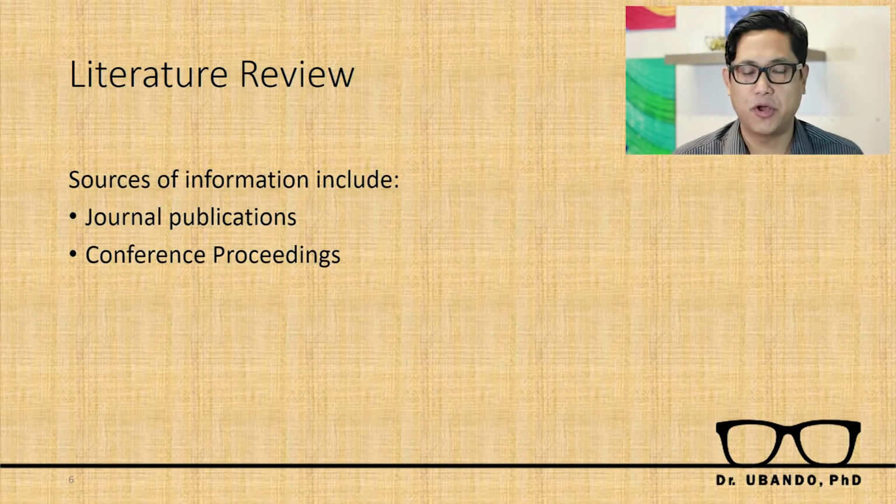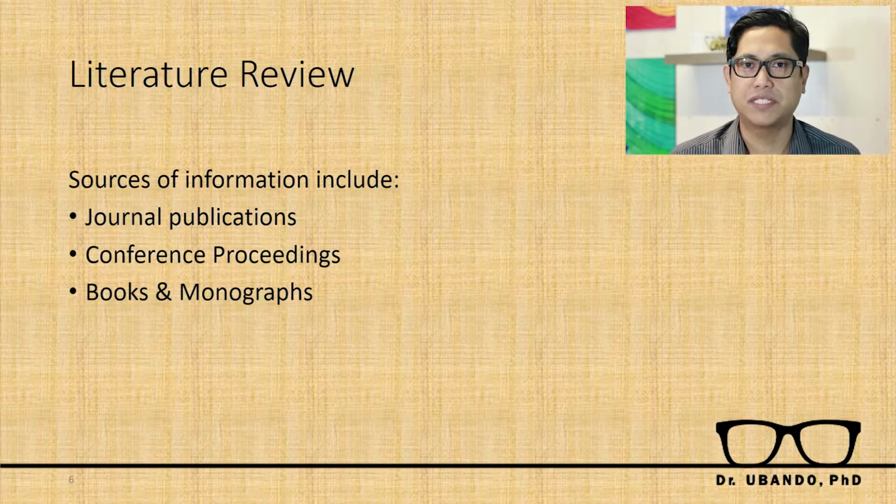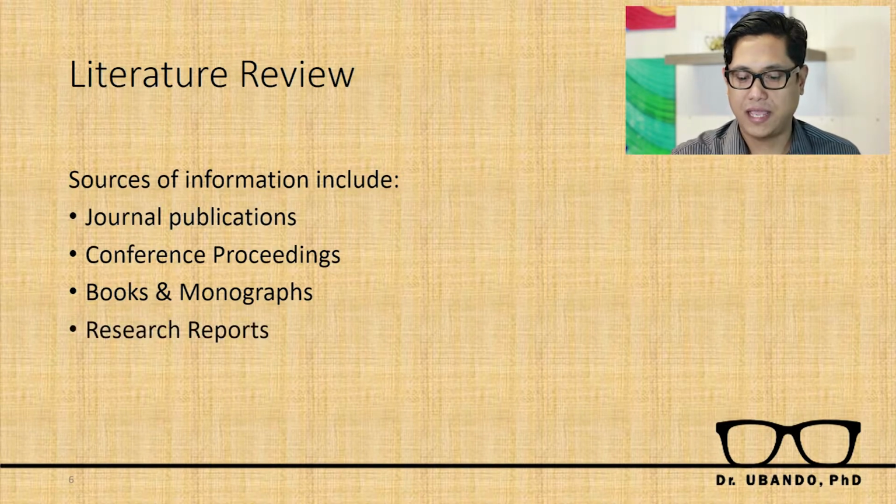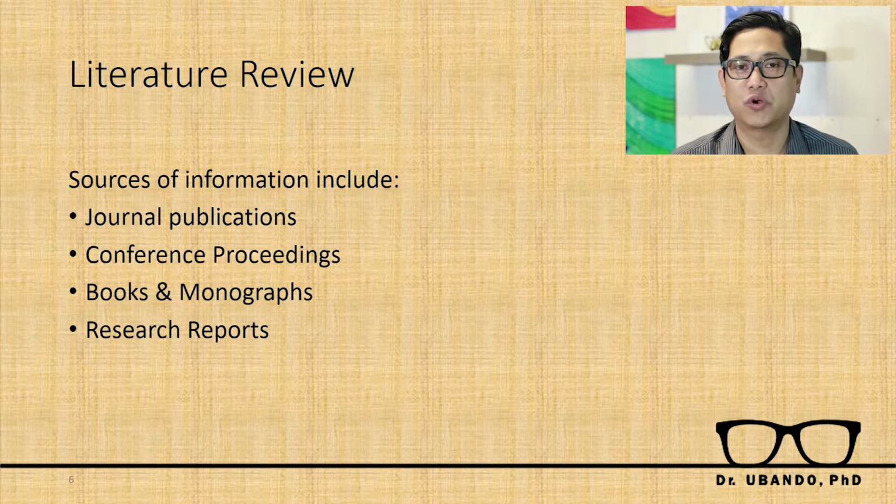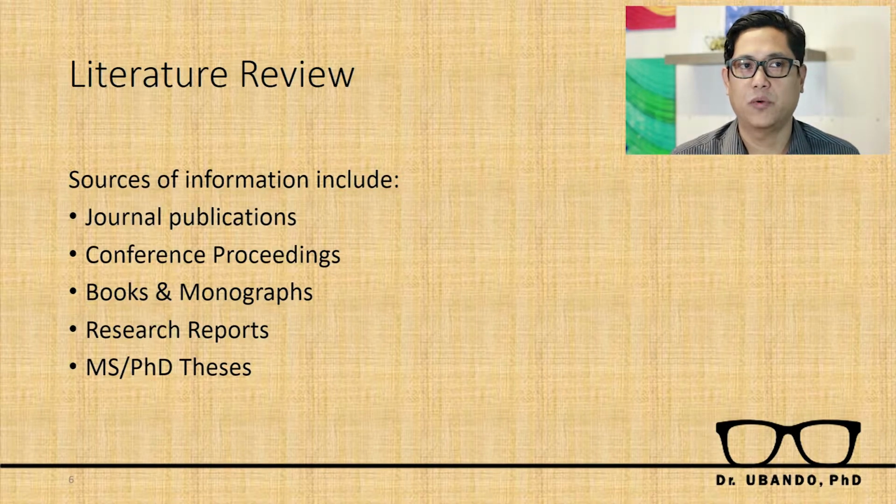So this is also one source of information on how to do a literature review. Next, books and monographs. We can access our library for books and monographs on a specific topic. Also, research reports can be accessed through the library. And lastly, MS and PhD theses can also be a source of literature review for our problem statement or our chosen topic. And one of the most used sources of literature review nowadays is the internet.